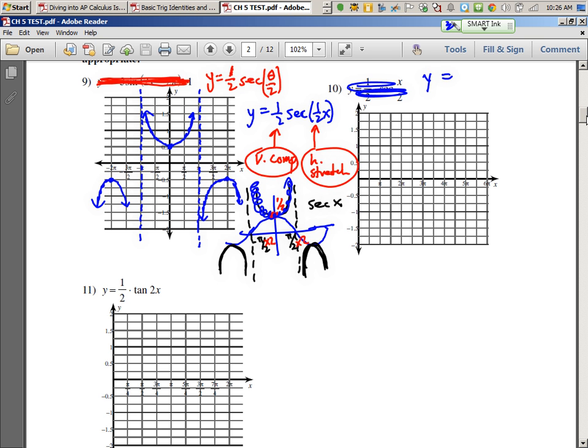I think it was -3 sine, in parentheses 2x minus pi, plus 1. Okay, there's a lot going on in this problem. So I would suggest you actually pull the 2 out. Obviously you can't pull it all the way out of the sine, but you can pull the 2 out like this.